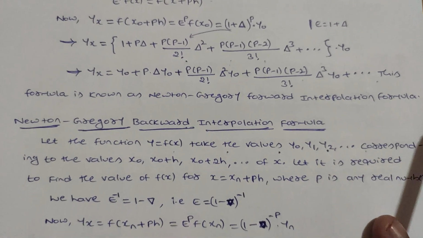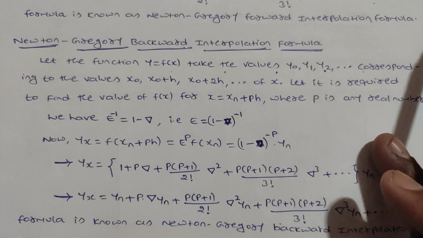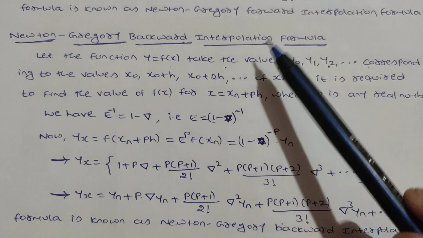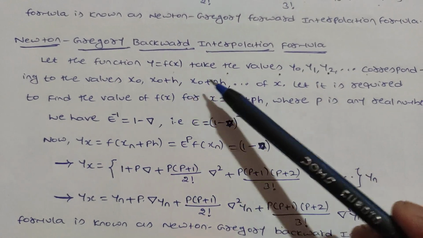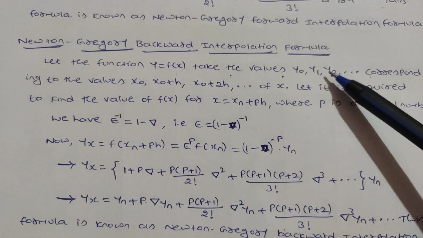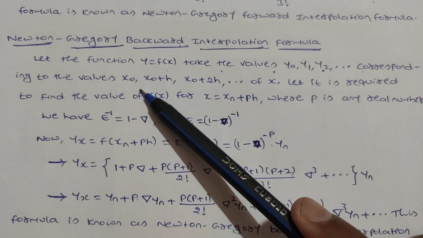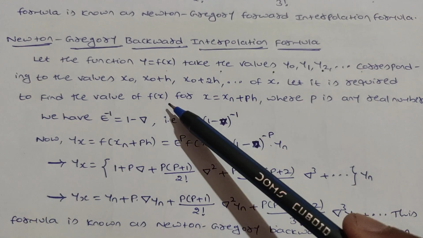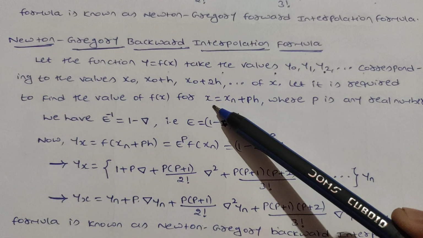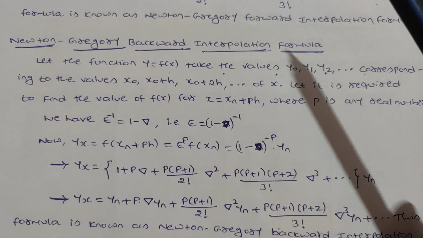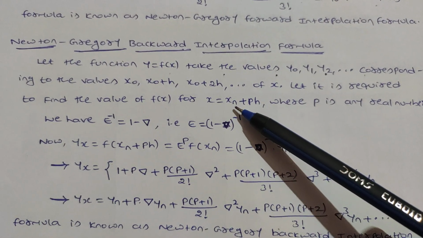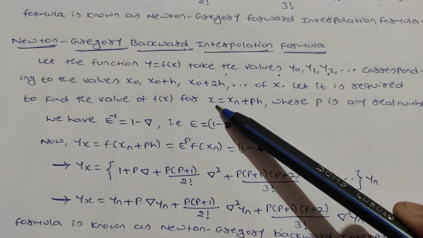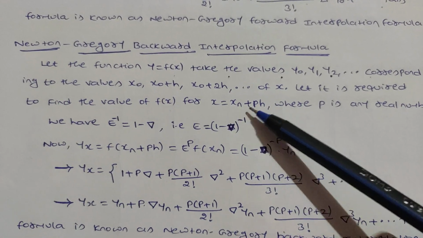Now, let us observe the next one, that is Newton-Gregory backward interpolation formula. So here also we observe a function with the values y0, y1, y2 corresponding to the values x0, x0 plus h, x0 plus 2h of x. We require to find the value of f of x for x equals xn plus ph. In the first case it was x0 plus ph; here, since we are discussing the backward interpolation formula, x can be considered as x equals xn plus ph.